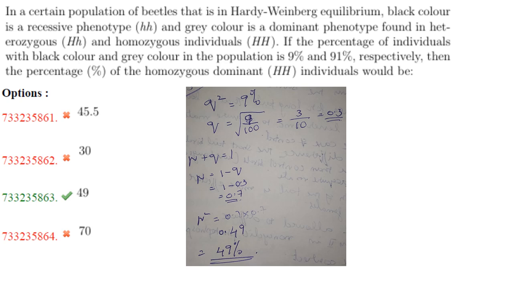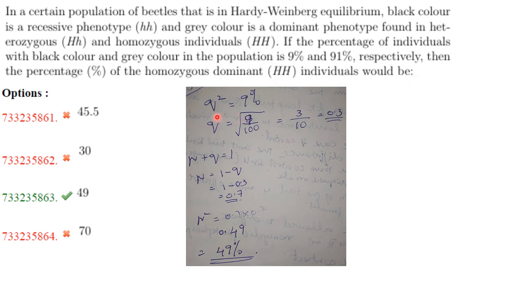In a certain population of beetles that is in Hardy-Weinberg equilibrium, black color is recessive phenotype and grey color is dominant phenotype found in heterozygous and homozygous individuals. So black color is recessive phenotype and gray color is found in heterozygous as well as homozygous individuals and it is dominant phenotype. If the percent of individuals with black color and gray color in the population is 9% and 91% respectively, then the percentage of the homozygous dominant individual would be.